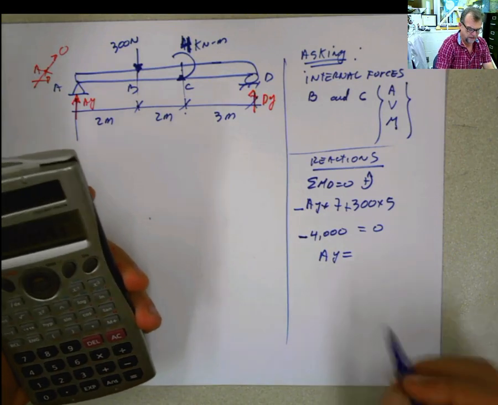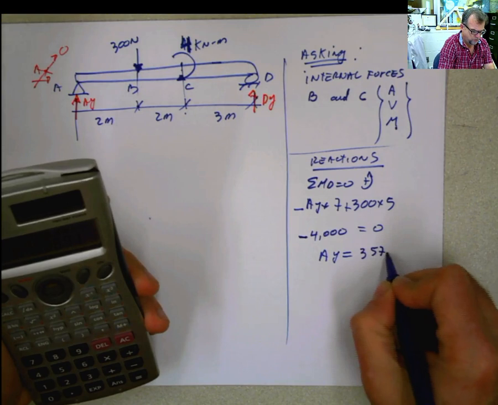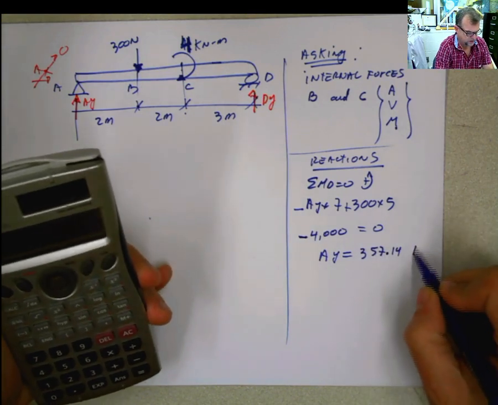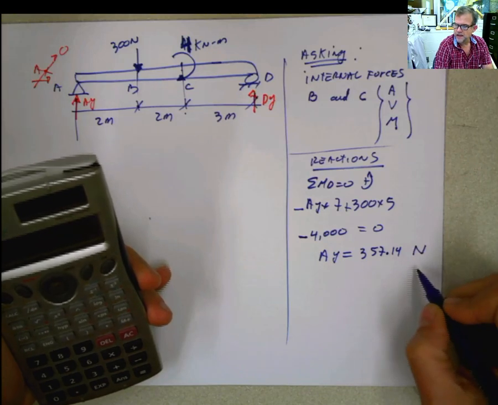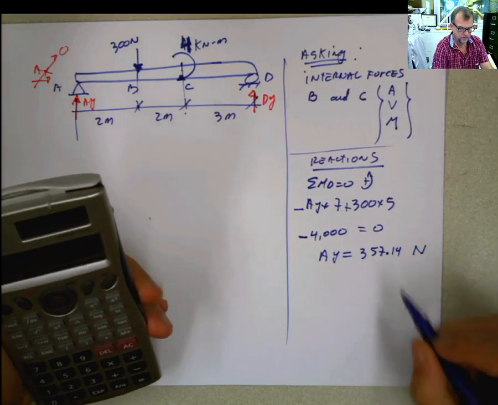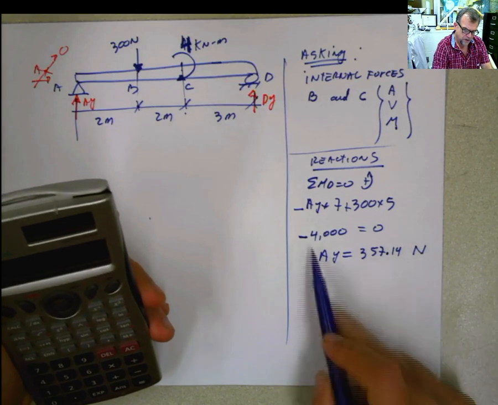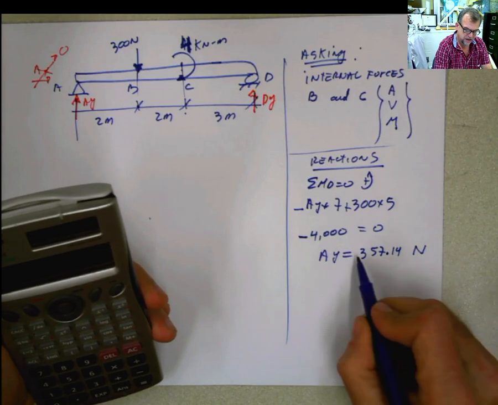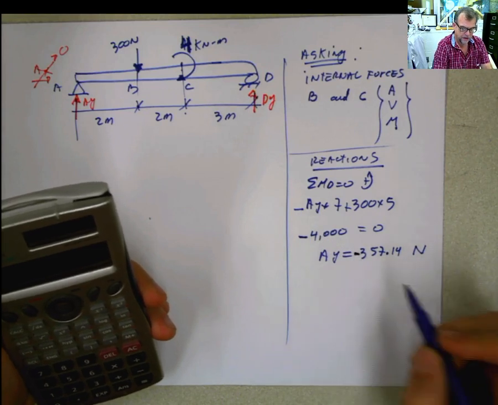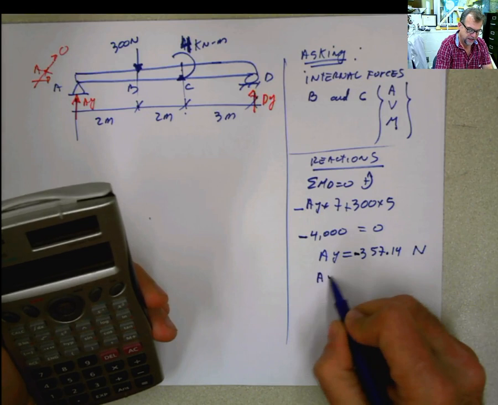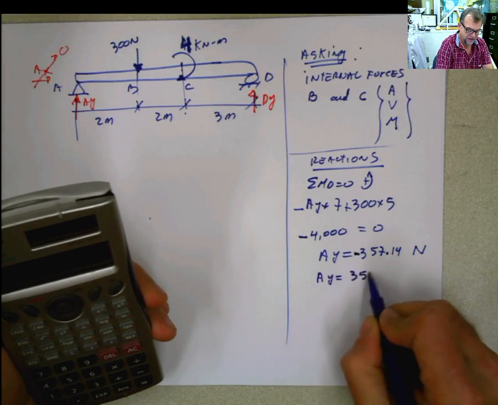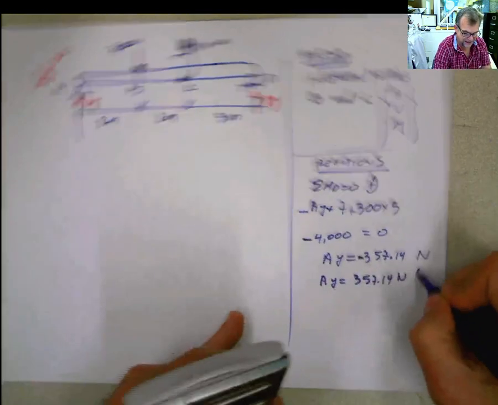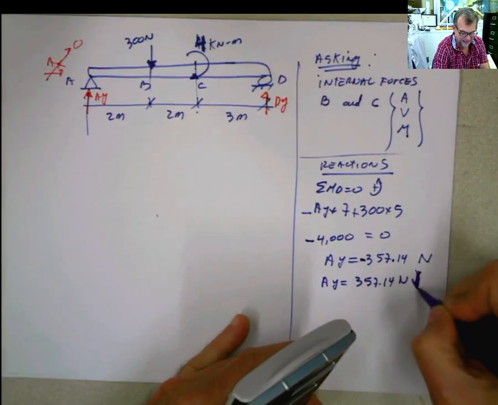2,500 divided by 7 is 357.14, and this force is in Newton. And this is the second typical error, because you know something, people calculate this, pass it to the other side, and forget about this negative sign here. So this is negative. What does this negative mean? That negative means that AY is 357.14 Newton, but it's not acting like that. It's acting in this direction.